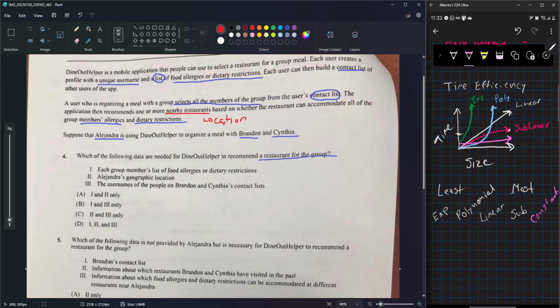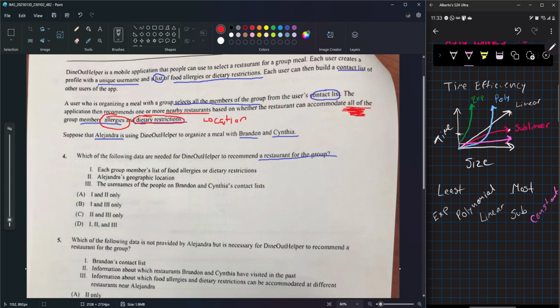Based on what the restaurant can accommodate for all of the group members. So you want everyone's allergies and dietary restrictions, from all of the group members. So you have location, you have restrictions, and that's it.